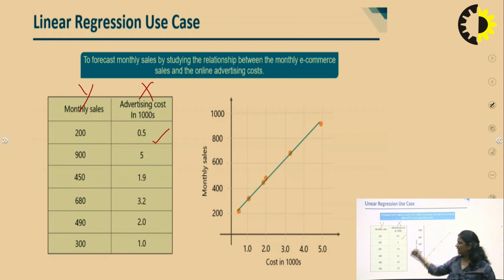So what we are saying is that all the values are continuous values, there will be a change in value. So in this case we have to use a linear regression use case instead of logistic regression, in which the values are categorical. The value of advertising cost is on the x-axis and the value of monthly sale on the y-axis, and this shows a linear relationship between the dependent variable and independent variable.